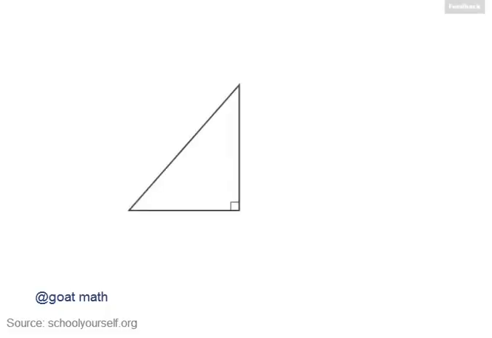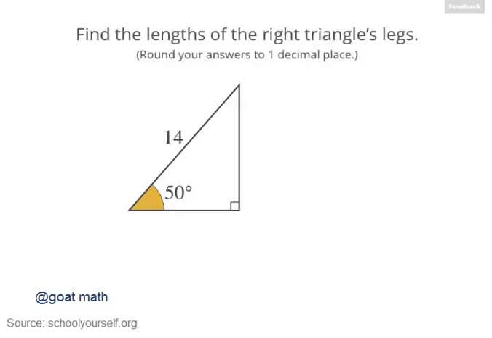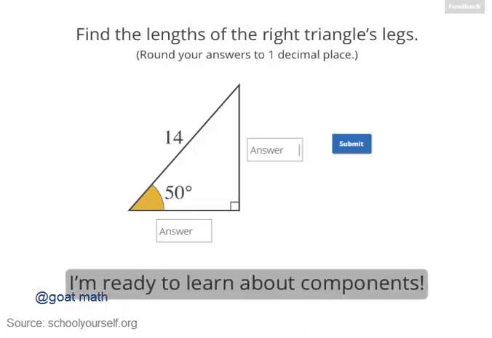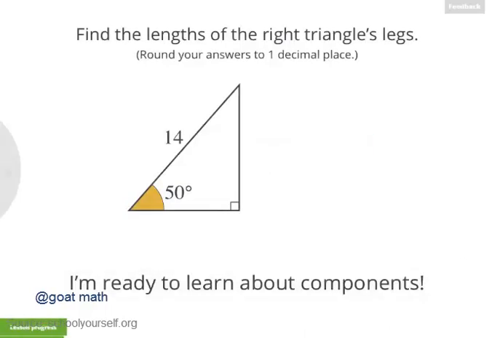Say you have a right triangle, and let's say you also know that the hypotenuse has length 14 and that this acute angle over here is 50 degrees. Your task here is to find the lengths of the right triangle's two legs, over here and over here. If you already know how to find these lengths, then go for it and round your answers to one decimal place. And if you'd like to learn how to do this, click here to get started on this lesson and to learn about components. Okay, let's get started.